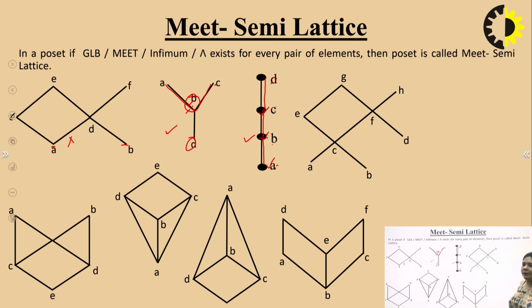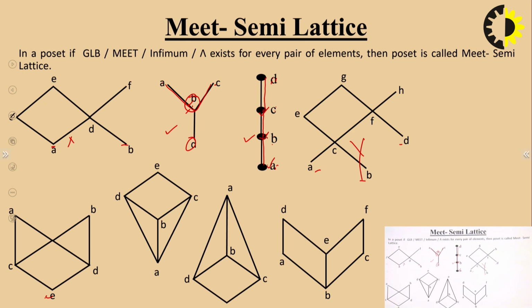Now check this one. Again, search for the single bottom. Here, what are we finding? We are not having the single bottom here. So this can't be a meet semi-lattice. Again, next, we are having a single bottom. Yes, we are having a single bottom here.